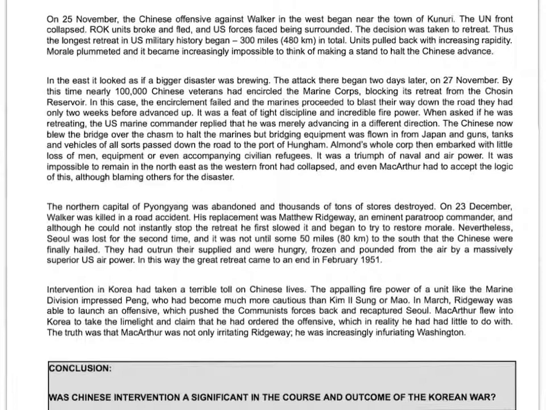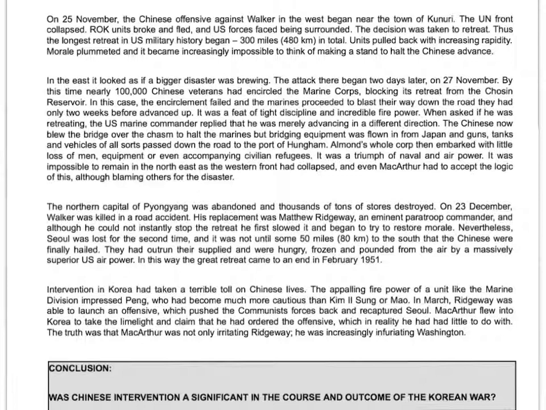The attack there began 2 days later, on the 27th of November. By this time, nearly 100,000 veterans had circled the Marine Corps, blocking its retreat from the Chosin Reservoir. In this case, the encirclement failed and the Marines proceeded to blast their way down the road they had only 2 weeks before advanced up. It was a feat of tight discipline and incredible firepower. When asked if he was retreating, the US Marine commander replied that he was merely advancing in a different direction.